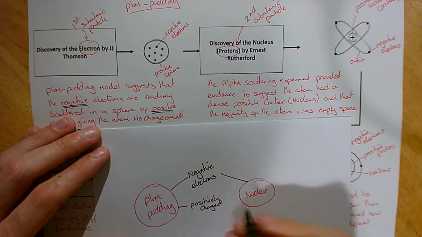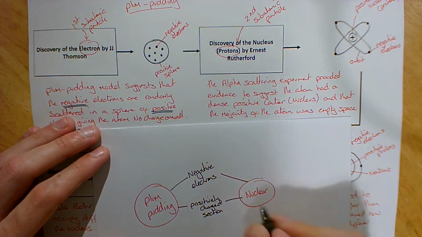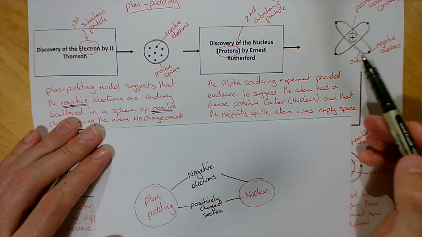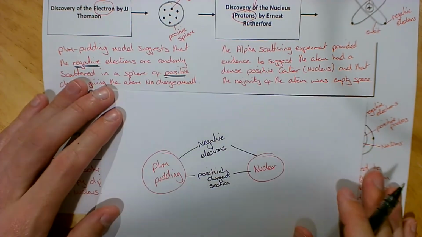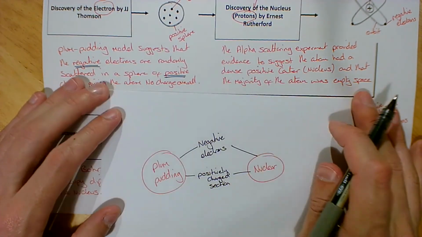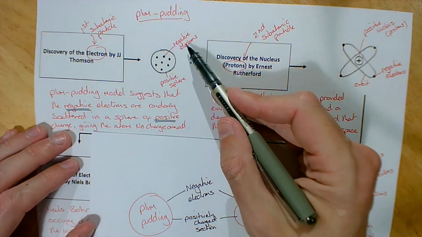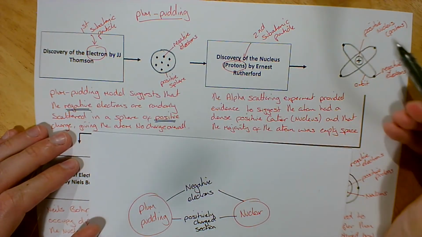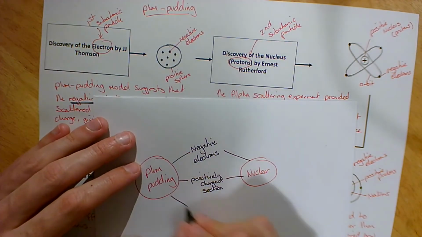Positively charged, I'm just going to say section, I don't want to say particle. The plum pudding model has the positive sphere and the nuclear model has the positive nucleus. What else do they have in common? Well, they both have no charge overall, because the negative electrons are cancelled out by the positive sphere in the plum pudding model, and the negative electrons are cancelled out by the positive nucleus. So no overall charge.